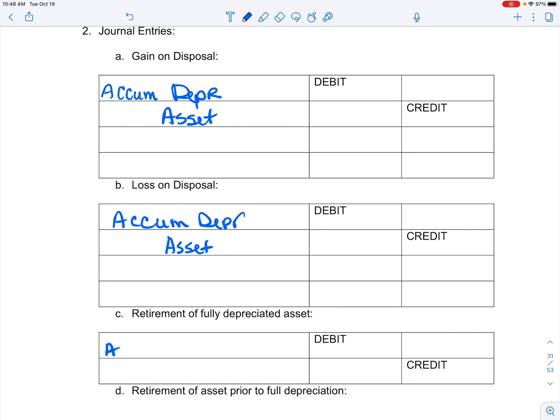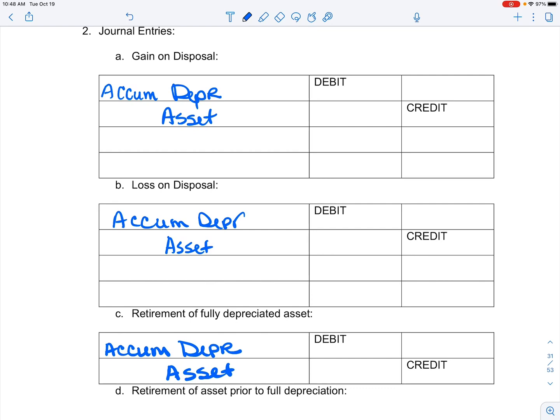Even when it's fully depreciated, that means you're not getting any money for it. You're just getting rid of it. It's completely done. You're going to debit that accumulated depreciation, credit that asset account. And the asset account could be equipment, it could be machinery. That's why I just put the word asset there.